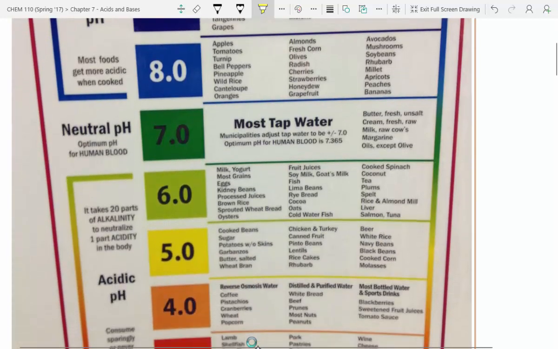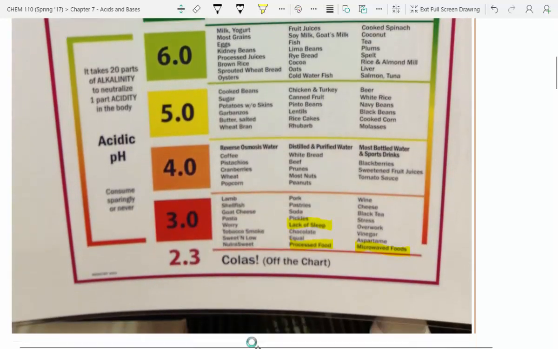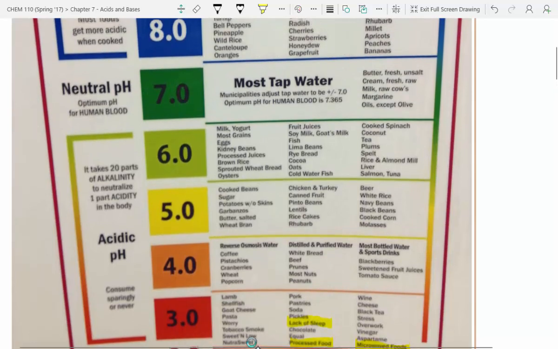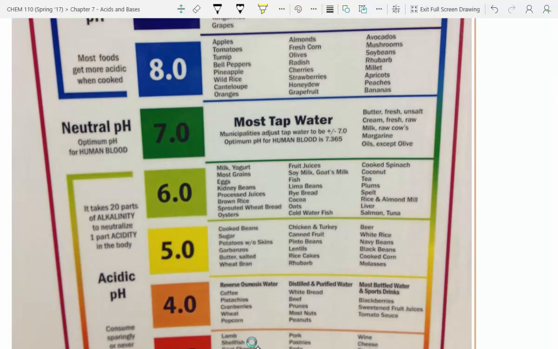If we go down here, there's also some crazy ones. pH of 3 is associated with lack of sleep, apparently. Processed foods also have a pH of 3, whatever that means. Microwave foods also have a pH of 3. There's some goofy stuff on here. I've seen this a lot in health food stores lately. For whatever reason, there's this new fad of drinking water that has a pH that's higher than 7. Have you guys seen that?